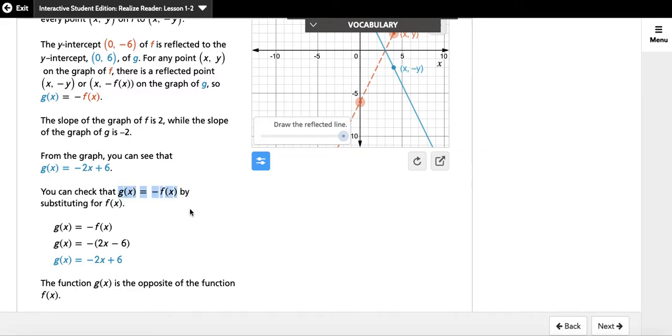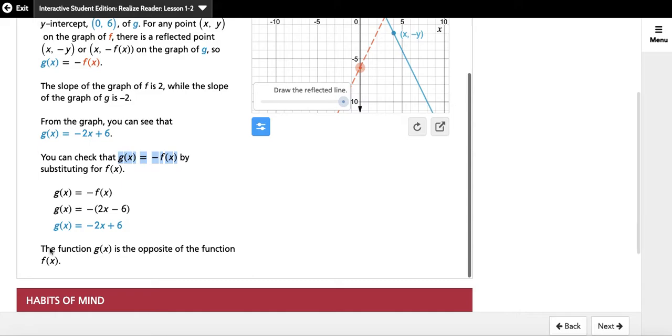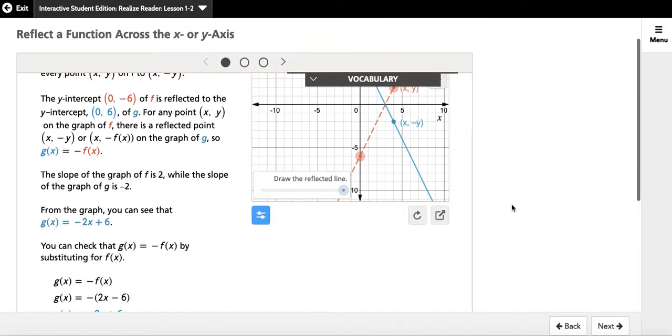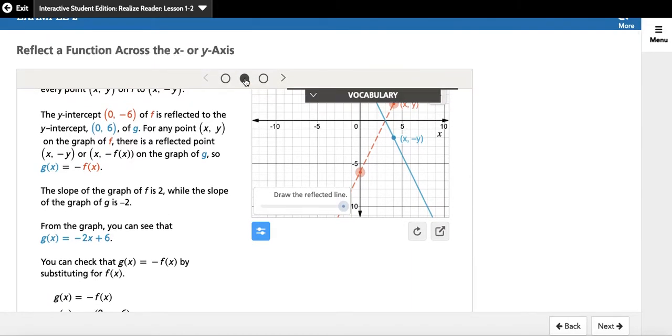If you ever have a reflection about the x-axis, g of x will just be the opposite of whatever f of x was. The function g of x is the opposite of the function f of x if we have a reflection about the x-axis. Now let's see what happens if we have a reflection about the y-axis.